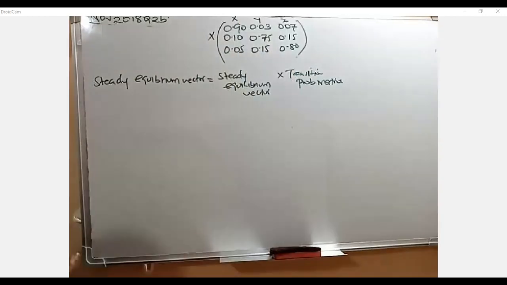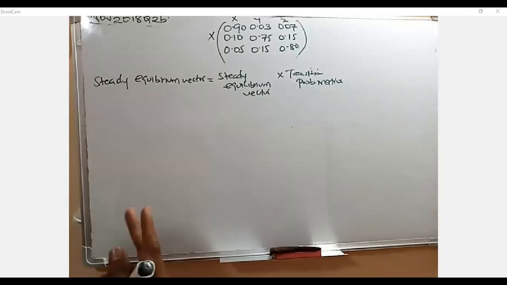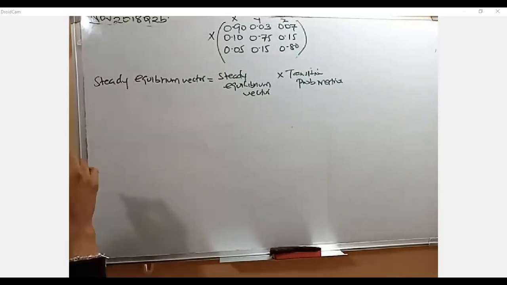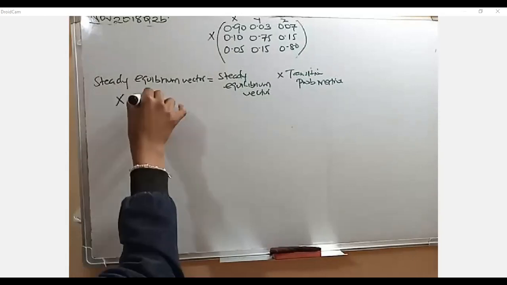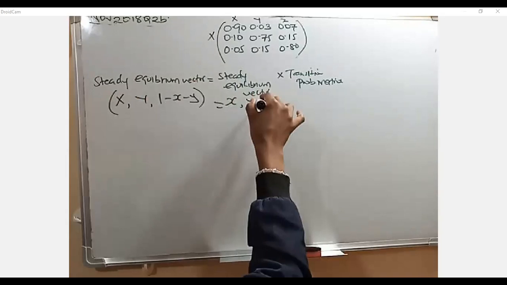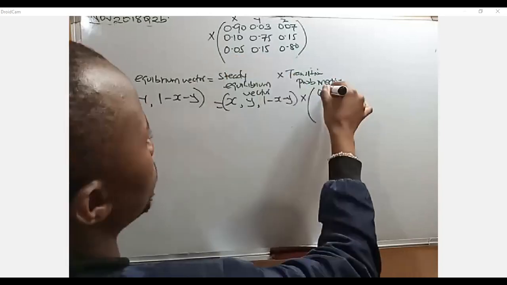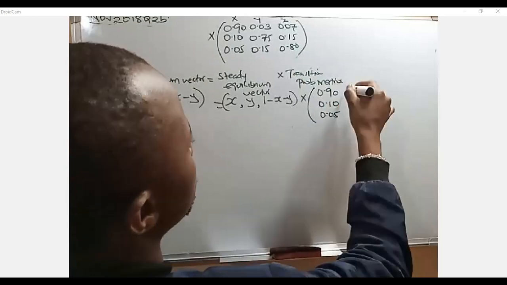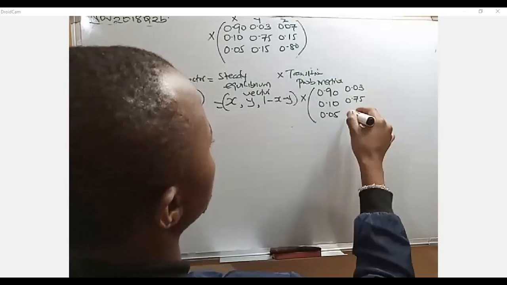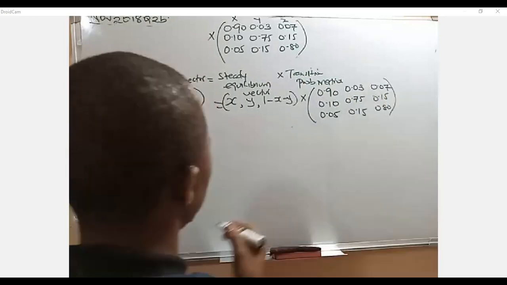Now, because we want to get the proportions for X and Y, we normally formulate two equations because we are dealing with probabilities. And once we have the two probabilities for the first unknowns, X and Y, we subtract from one and then we get the value for Z. So how do our equations look? It will be x, y, 1 minus x minus y representing z, which should be equal to x, y, 1 minus x minus y times our transition probability matrix: 0.90, 0.10, 0.05, 0.03, 0.75, 0.15, 0.07, 0.15, 0.80. They look like that, right?